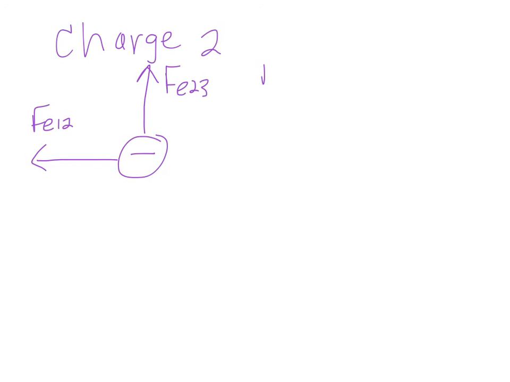We already know that Fe between 1 and 2, we solved that for charge 1, is 2.7 times 10 to the 10th newtons, and that was directly right. In this case, it's left. And I know that just by looking at the picture. So because it's left, this is negative.